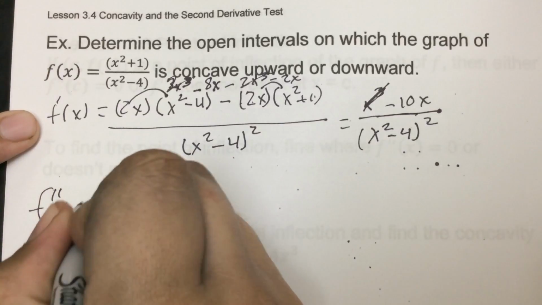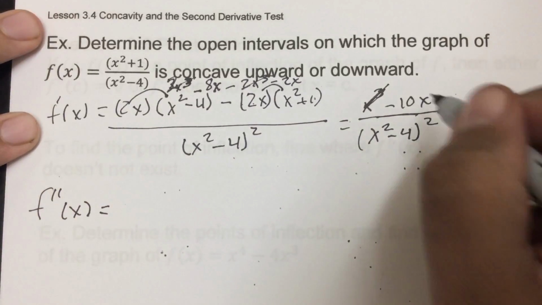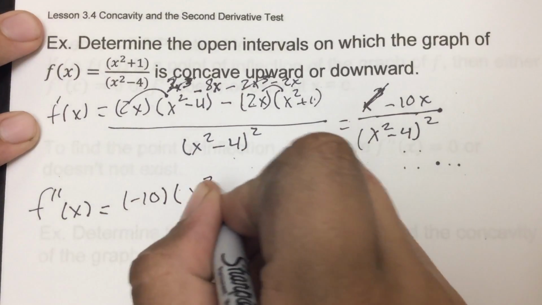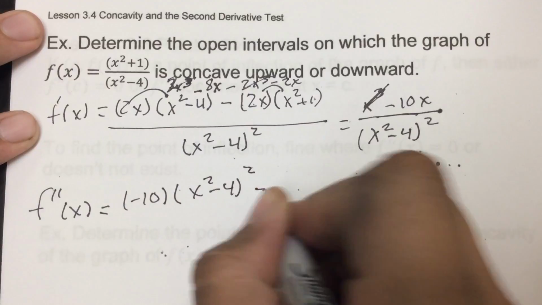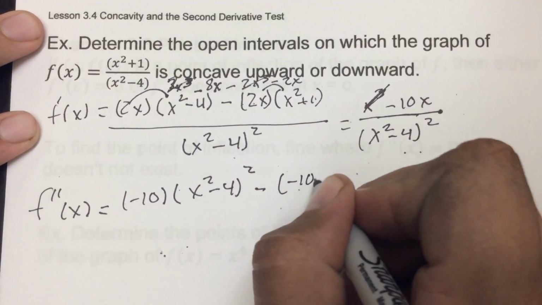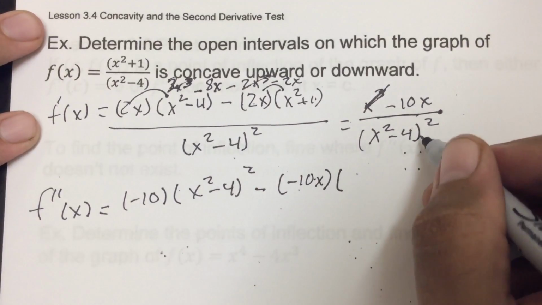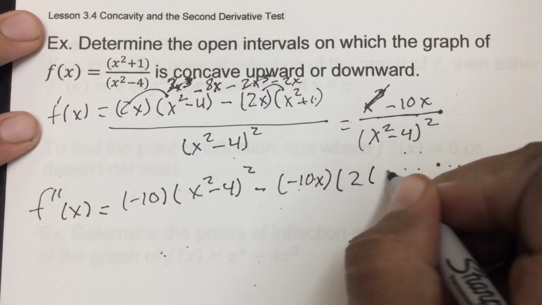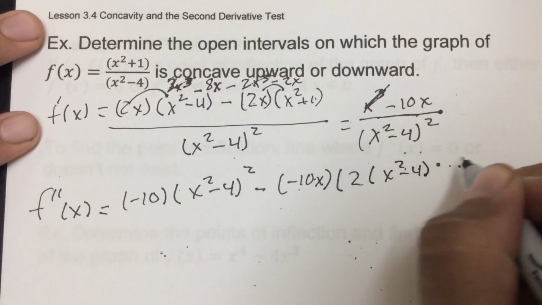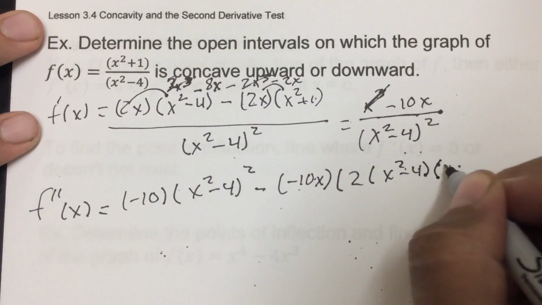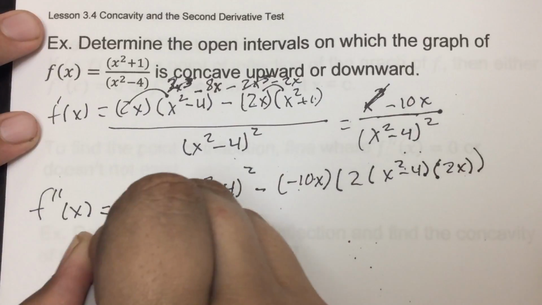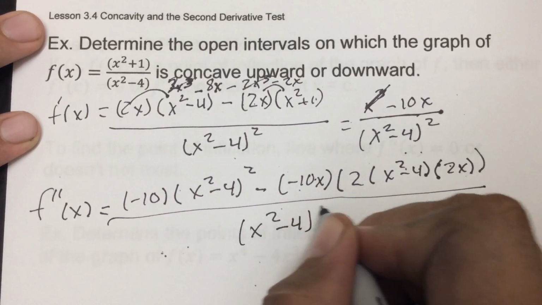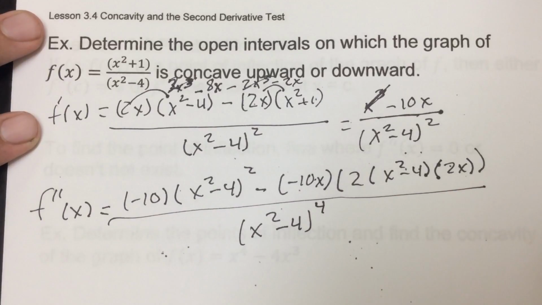Second derivative. The derivative of the top would just be negative 10 times the bottom, x squared minus 4 squared, minus the top, negative 10x, times the derivative of the bottom, which we do chain rule here, 2 times x squared minus 4, times the derivative of the inside, which would be 2x, all over the bottom squared. Well, if we're over squared, squared becomes to the fourth.